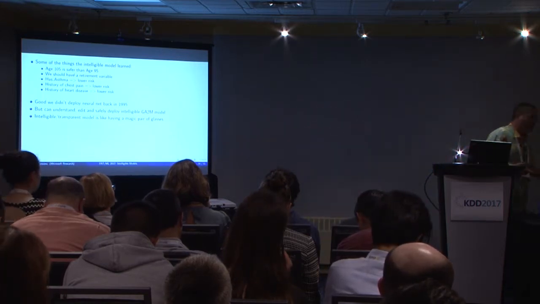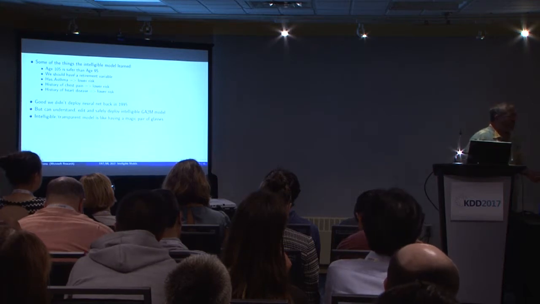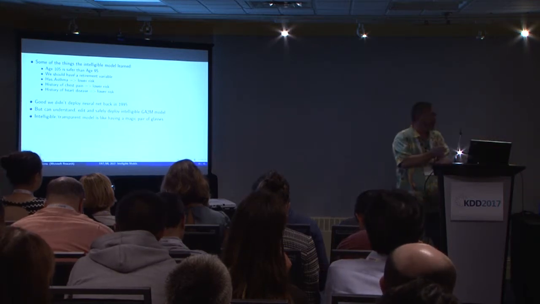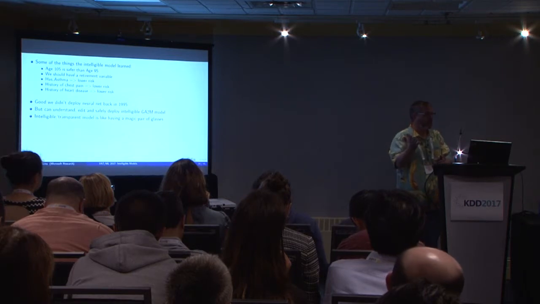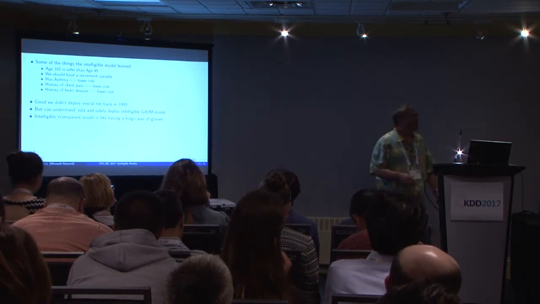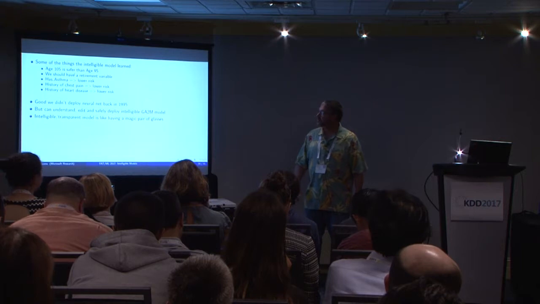Every now and then there's a problem where a three-way interaction would be useful. But we're surprised how often we achieve the accuracy of other methods without ever going beyond a small number of pairwise interactions. So, good questions.